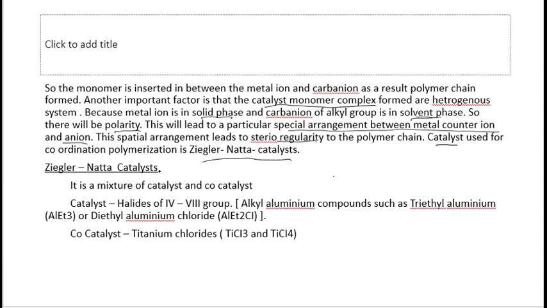So next, what is a Ziegler-Natta catalyst? It is a mixture of a catalyst and a co-catalyst. Catalysts are halides of groups 4 to 8. Examples are alkyl aluminum compounds such as triethyl aluminum or diethyl aluminum chloride, and the co-catalyst used is titanium chloride. These are the catalyst and co-catalysts used for making the Ziegler-Natta catalyst, which is used for coordination polymerization.